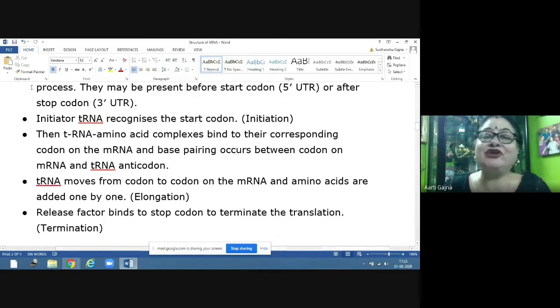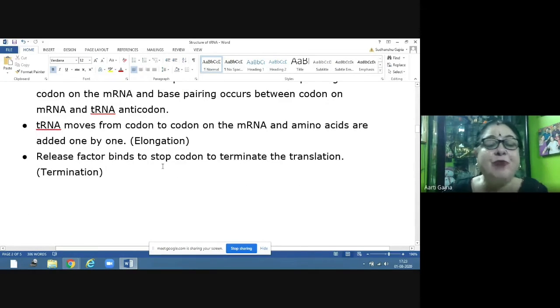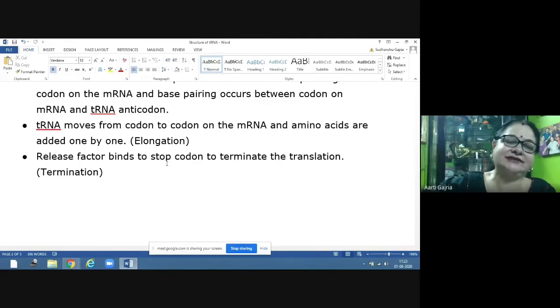The charging was done earlier, when the amino acid comes and joins. So that charging would give the energy for the formation of these peptide bonds. So the peptide bonds would be formed between the amino acids, and the protein is formed. Then there is a release factor which binds to the stop codon. When the stop codon comes, when there is no transfer RNA for that codon, then there is one factor which binds to the stop codon, and that terminates the translation process.